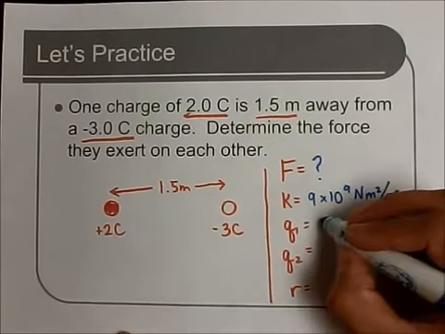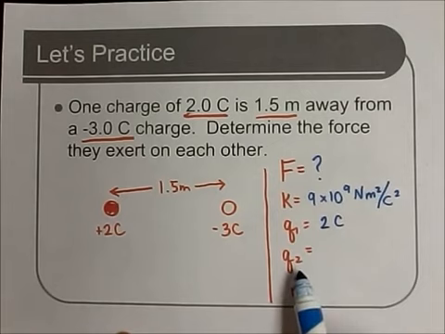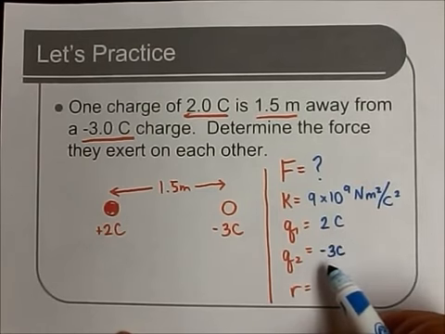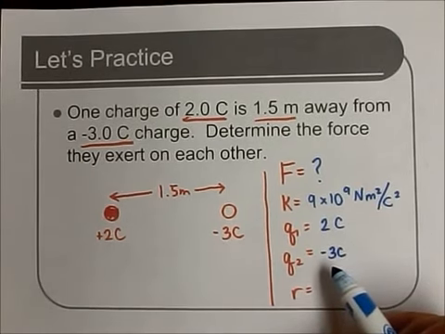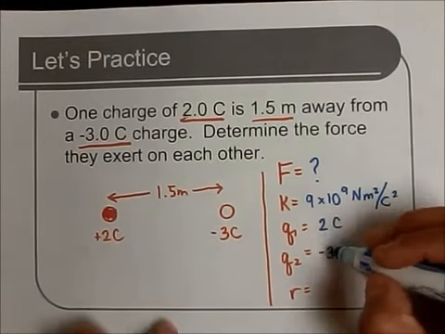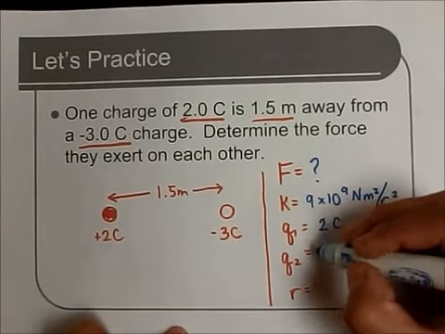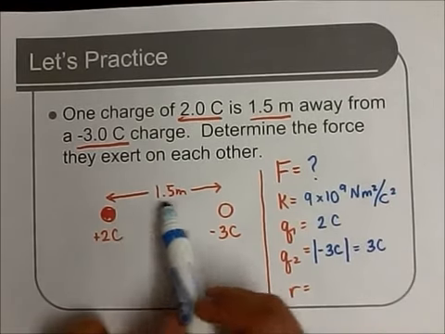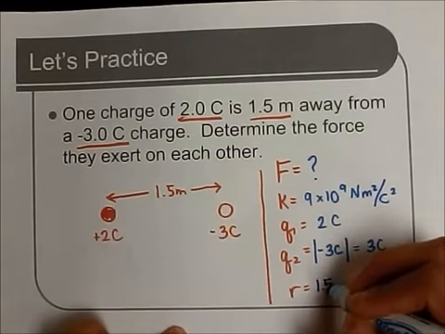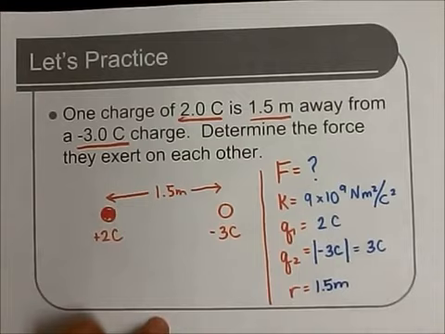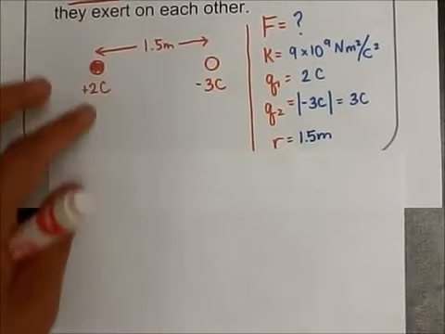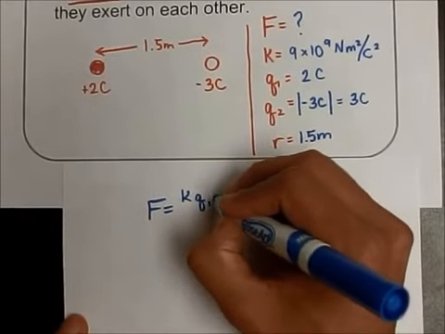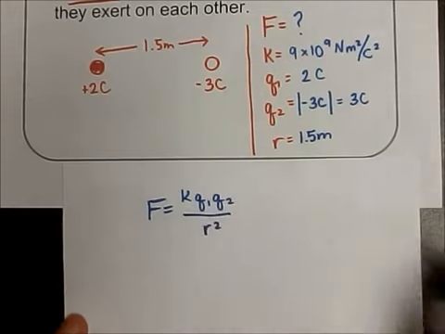Q1 is the charge of one of the objects, and it doesn't matter which one I pick, so I'll pick the 2 coulomb charge to be my Q1. Q2 is the charge of the second object, which in this case is negative 3. Now, I don't necessarily care about the negative sign associated with this, and we'll talk about this in a little bit. So I'm going to just take the absolute value because it doesn't necessarily matter. Okay, and the distance between the objects is 1.5 meters. So here's my setup. And I know that according to Coulomb's law, F equals K times Q1 times Q2 over R squared.